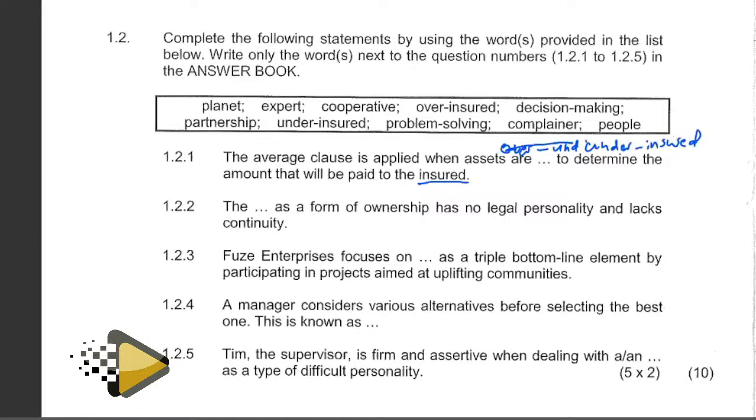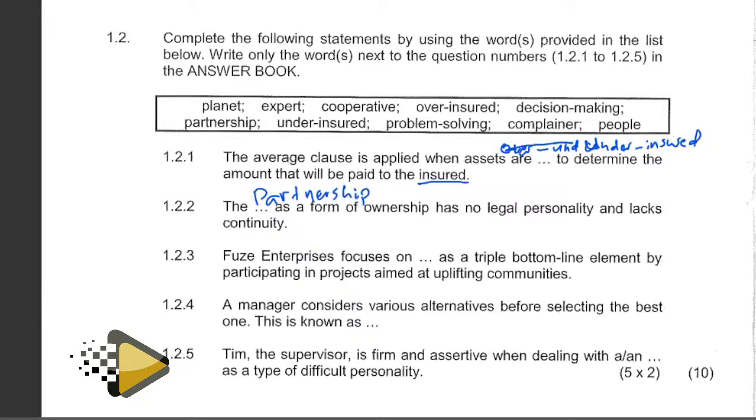Okay, right. So now let's move on to the next question. We have 1.2.2. The dash as a form of ownership has no legal personality, and it does lack continuity. So that is nothing but what we call partnership. Okay, right, grade 12.